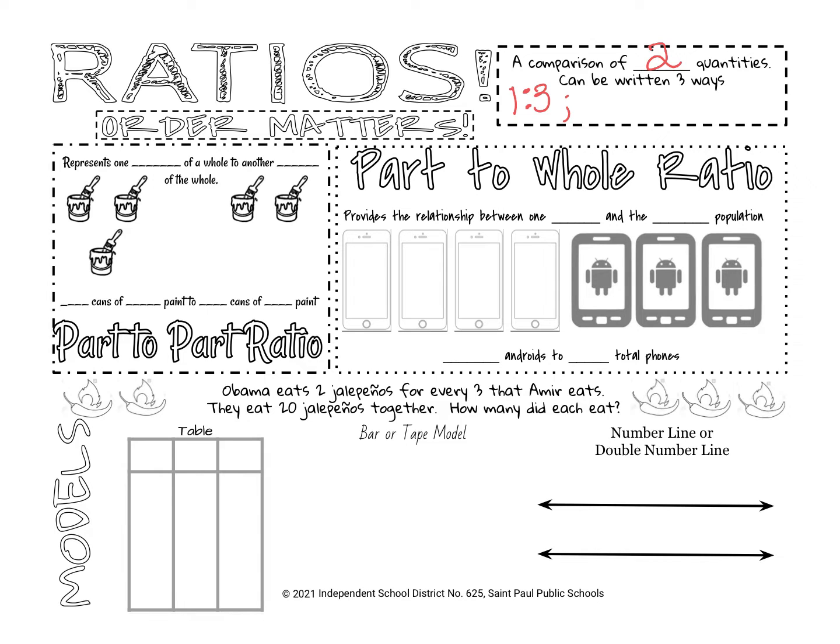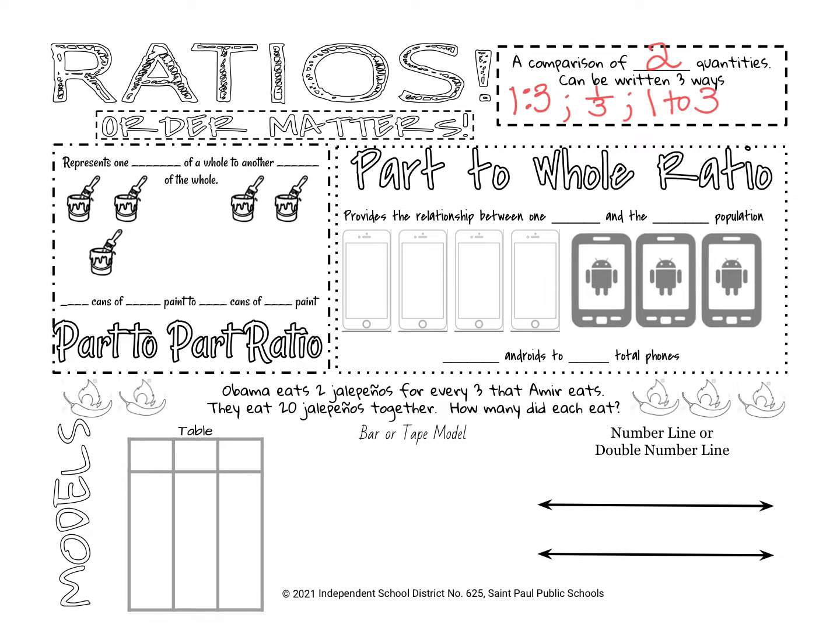They can also be written as a fraction. So it'd be like 1-to-3 that way. Or the third way is we can use the word "to." So we'd say like 1 to 3. And what we're going to do in our notes today is just kind of explore what these different things mean and how they are used.